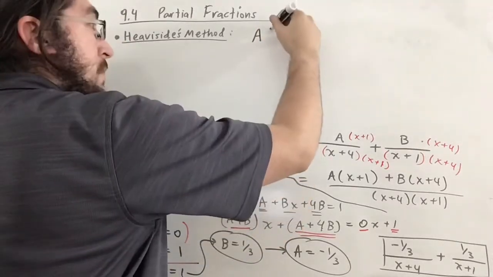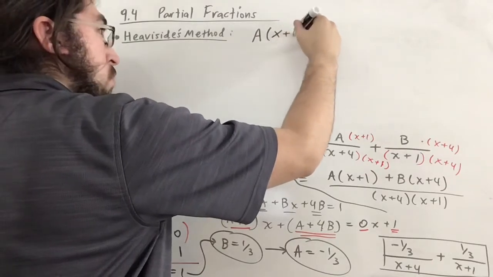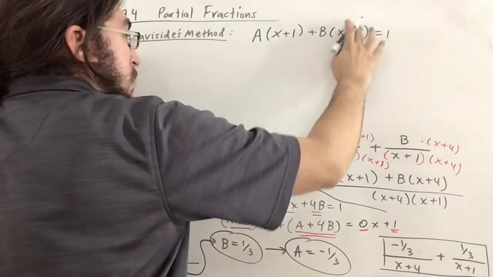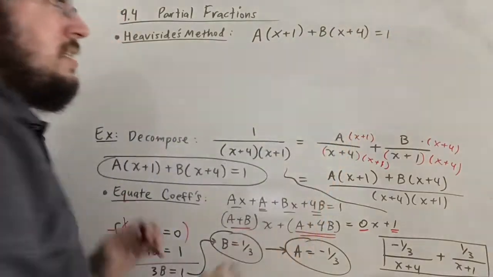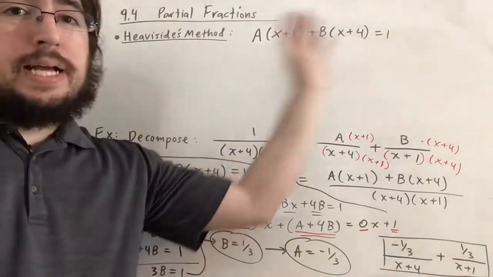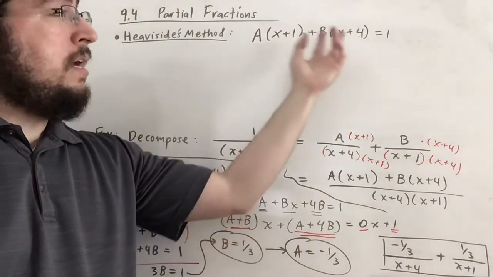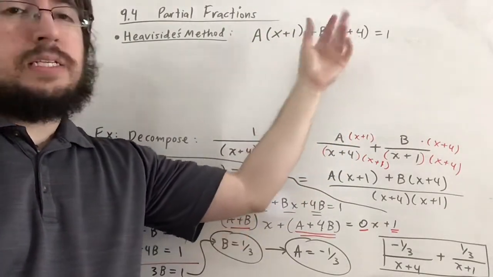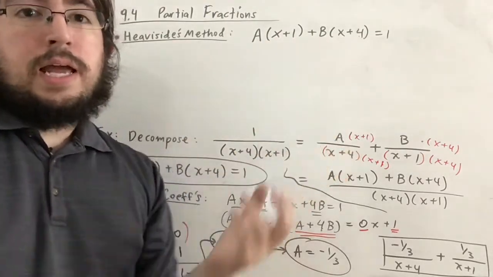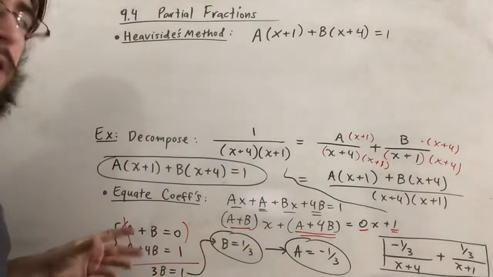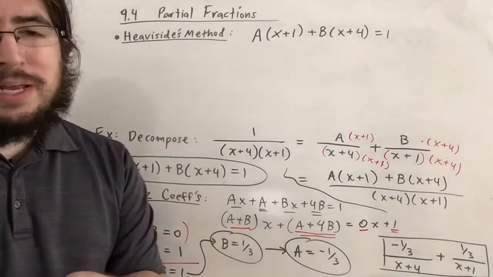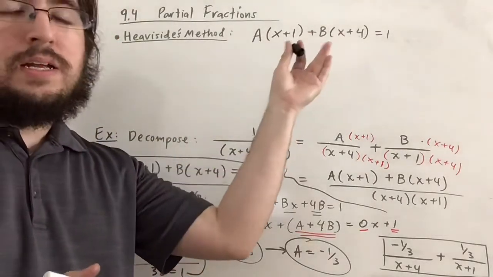For the same previous example, we have this equation, a times x plus 1 plus b times x plus 4 is equal to 1. And what Heaviside basically says is that you can let x be whatever you want, and then you'll get a new equation. For example, if we let x equal 2, we get 3a plus 6b is equal to 1, and that would be an equation. We can plug in another value of x, get another equation, and then solve that system of equations, much like we did here. But this is where it gets really sweet. We can plug in anything we want for x in this equation, and it'll hold.